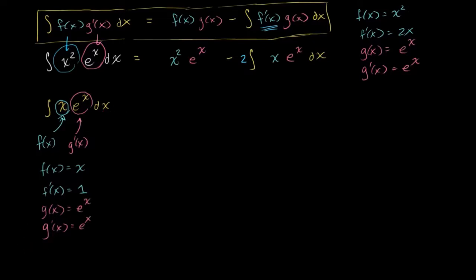So let's apply integration by parts again. So this is going to be equal to f of x times g of x. Now f of x is x, g of x is e to the x, minus the antiderivative of f prime of x, well, that's just 1, times g of x, e to the x. It's just 1 times e to the x dx.